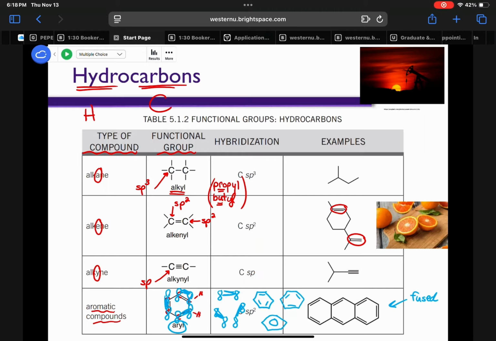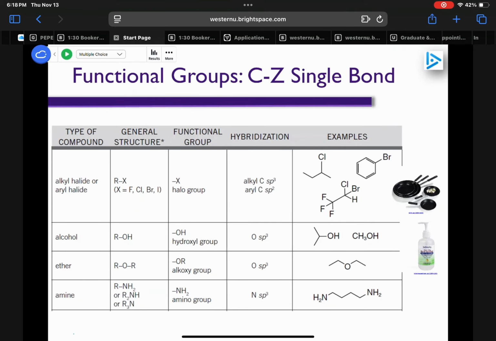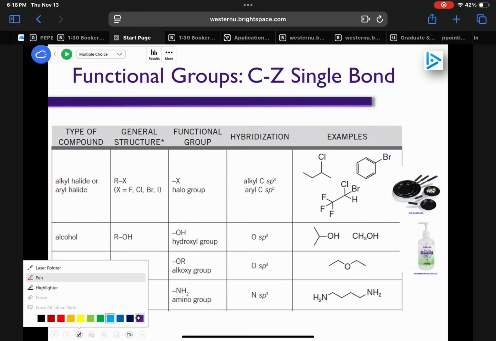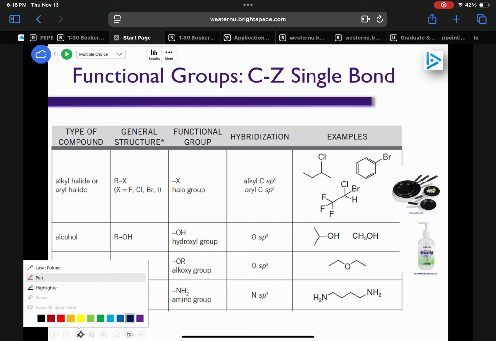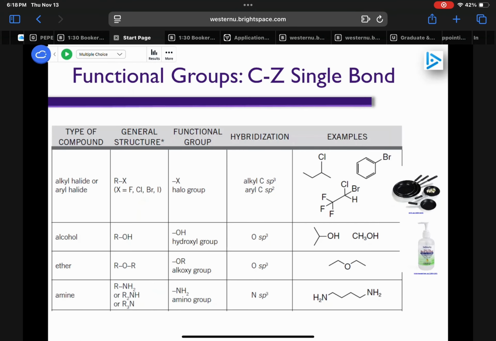Okay, so that wraps up our hydrocarbons. Now we're going to move to a set of functional groups that all have a carbon to something single bond that we consider interesting. Z accounts for whatever we happen to think is interesting, another element on the periodic table. Maybe X is a halogen: fluorine, chlorine, bromine, iodine.